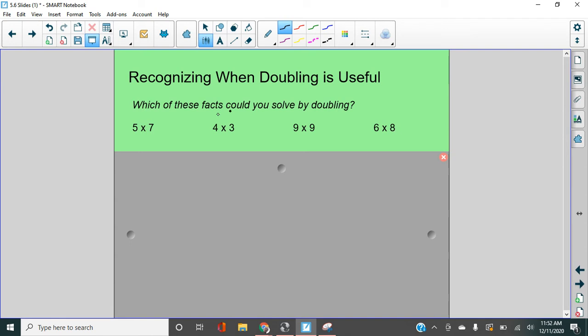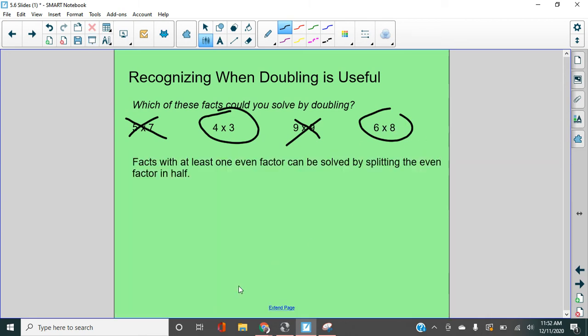Okay, this one and this one. Because you can't cut 9 and 9 in half, right? Without a fraction. Same thing here. So whenever you see a fact that has an even number. Now, 4 times 3, that one probably people know pretty well, but let's talk about 6 times 8. Okay, so 6 times 8.